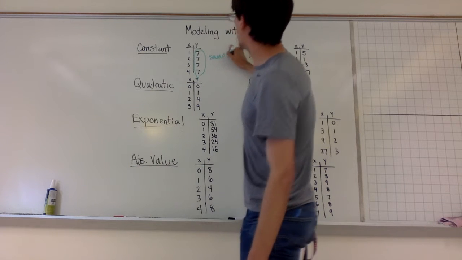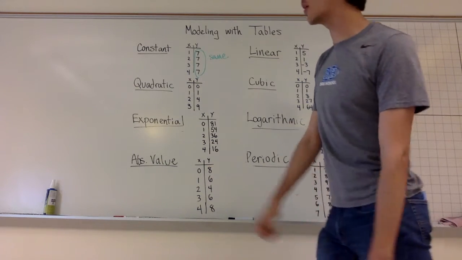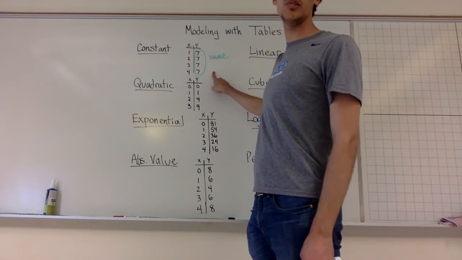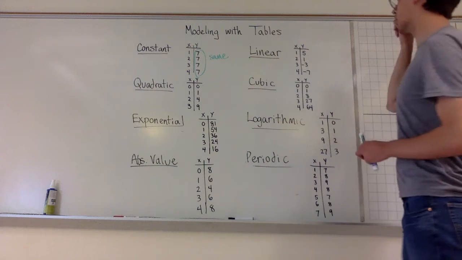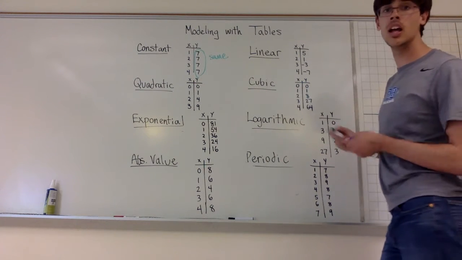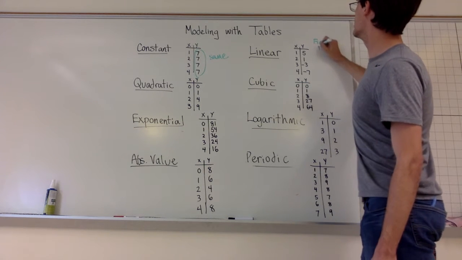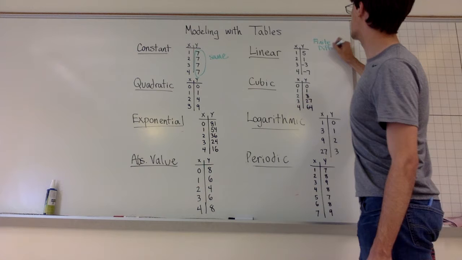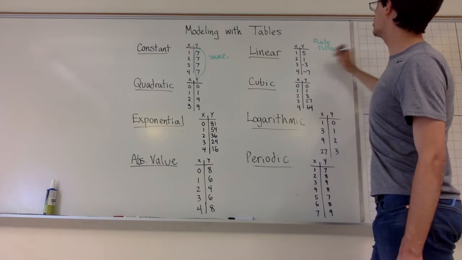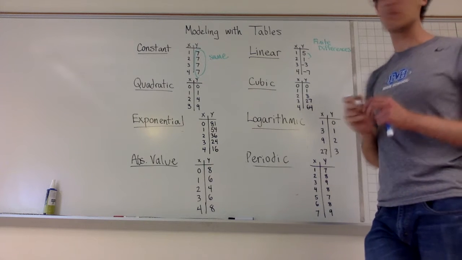Constant graphs, the y's should already be the same. If they're already the same when you walk up to the problem, it's constant. It never changes. Linear we've done before. And when you do linear equations, you have to look at how much you're going up or down by and do finite differences, which is the process that I've shown you guys before, where you look at how much you increase or decrease.